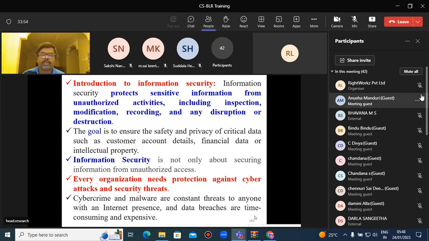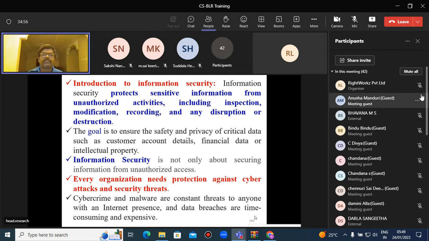Information means processed data. Security means to provide security for the data. The goal of information security is to ensure the safety and the privacy of critical data, such as customer account details, financial data or intellectual property rights, that is called the goal of information security.